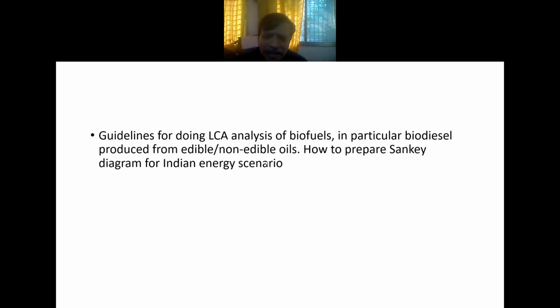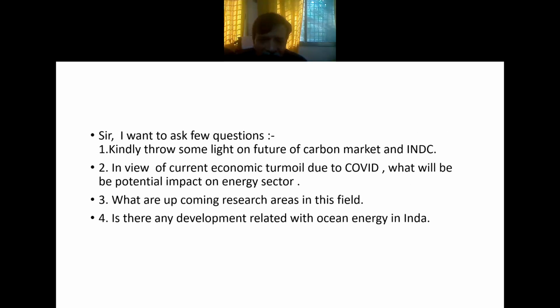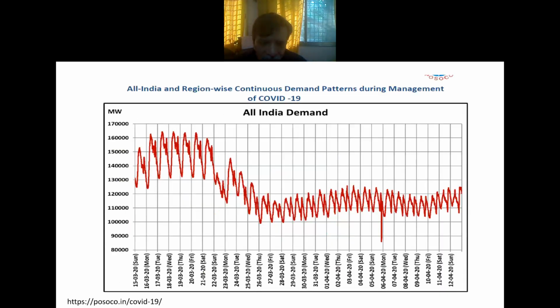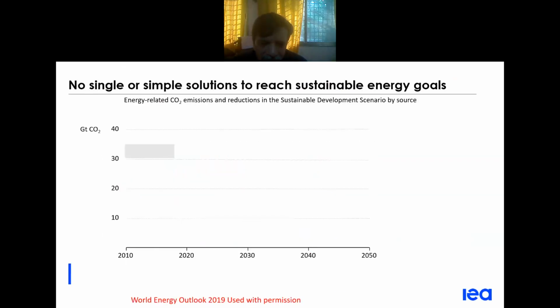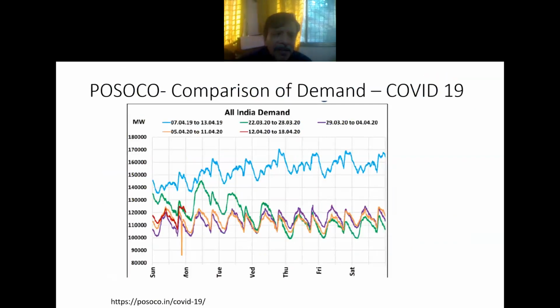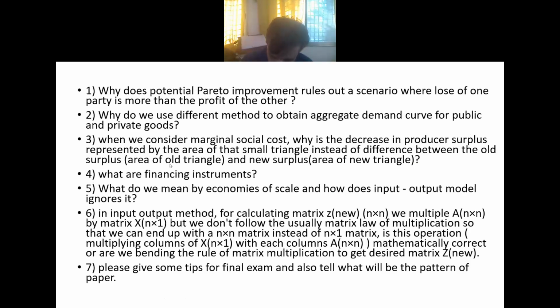There are guidelines for doing LCA analysis of biofuels, in particular biodiesel produced from edible and non-edible oil. So there is already a methodology for LCA analysis, and I have also shared with you a method where we looked at biofuels. The critical thing in the case of biofuels, let me just see if I can find the slide.